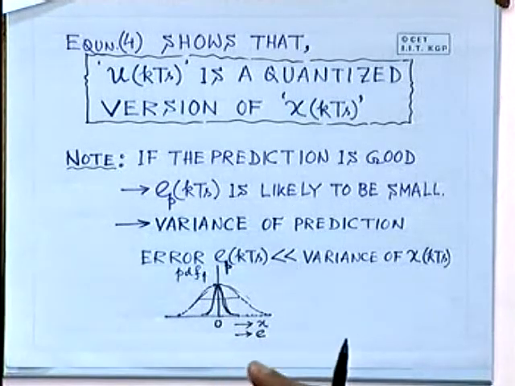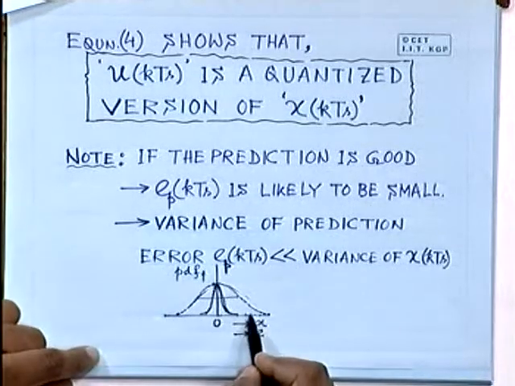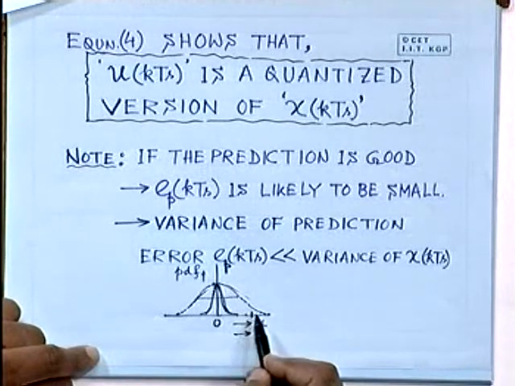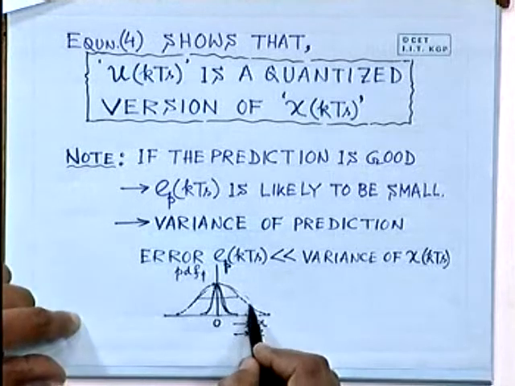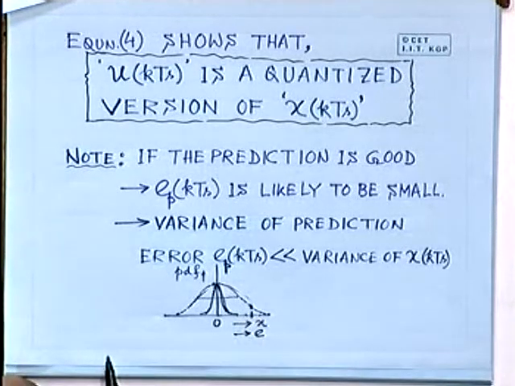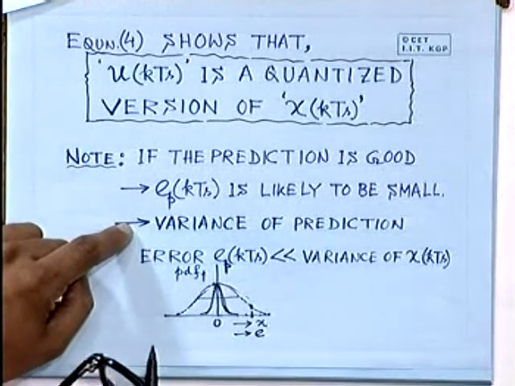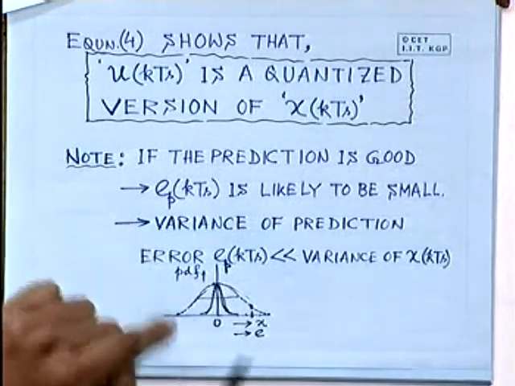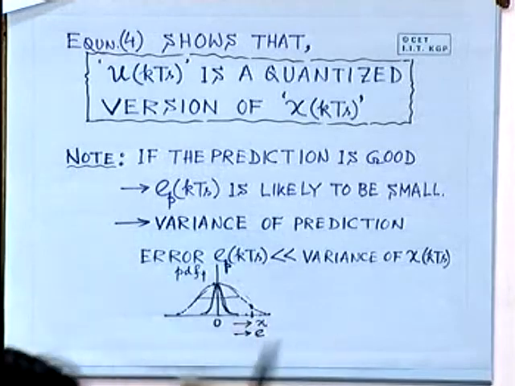Because that's the meaning of PDF really. I can say that an error magnitude this much is very unlikely, though this much amplitude in the input signal was very likely, is it not? So I think this observation is valid, that the variance of the prediction error e_p(kTs) is much less than the variance of x(kTs), provided the predictor is designed nicely and the prediction is good, okay.